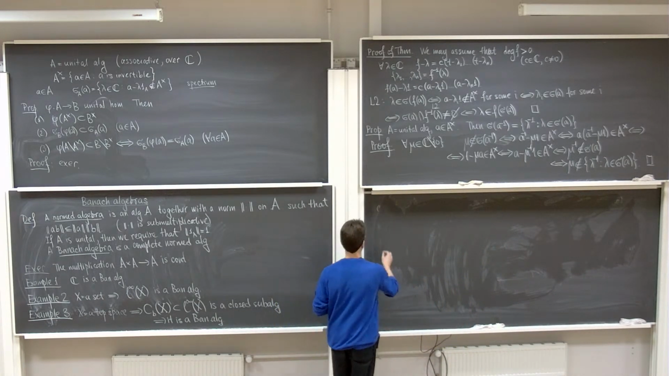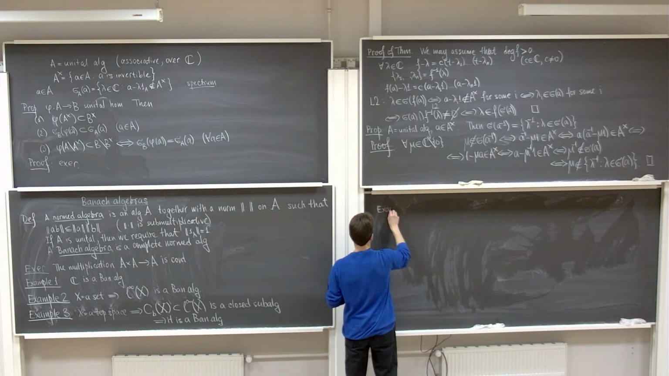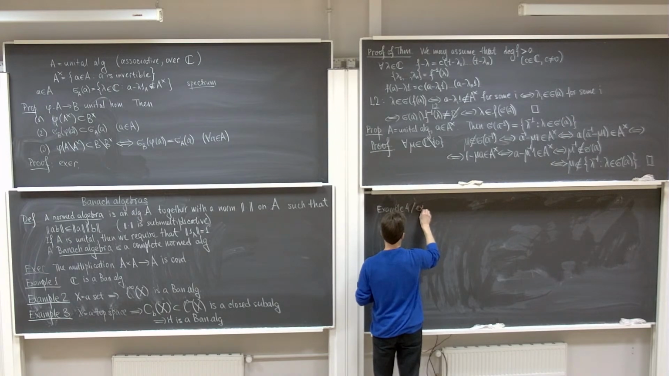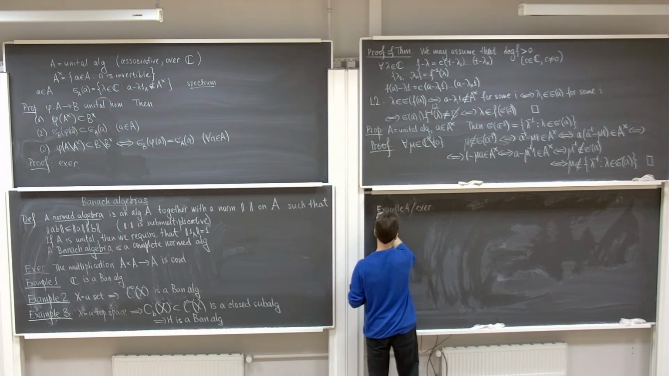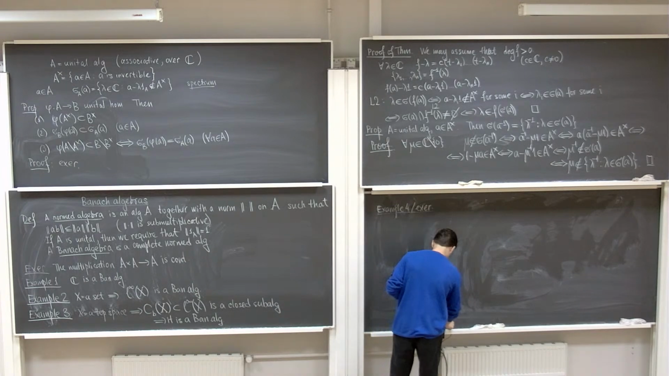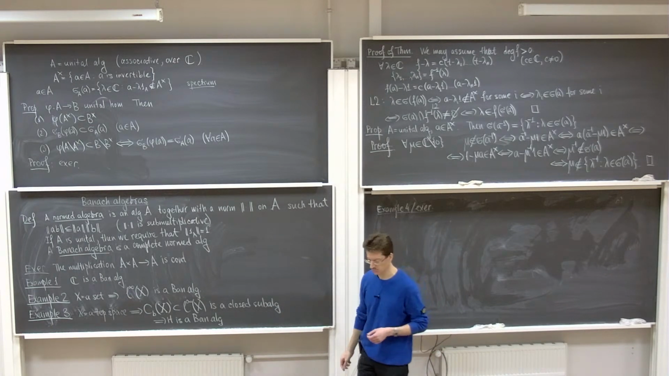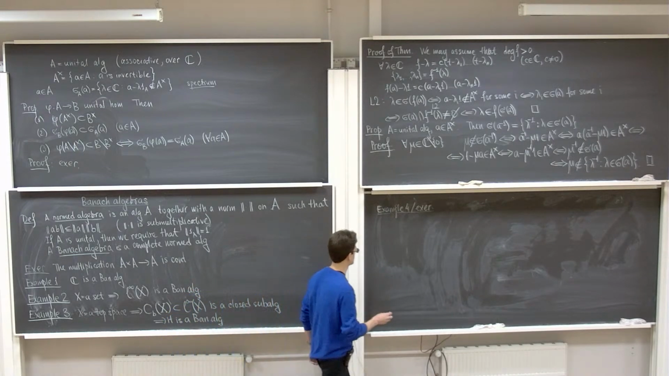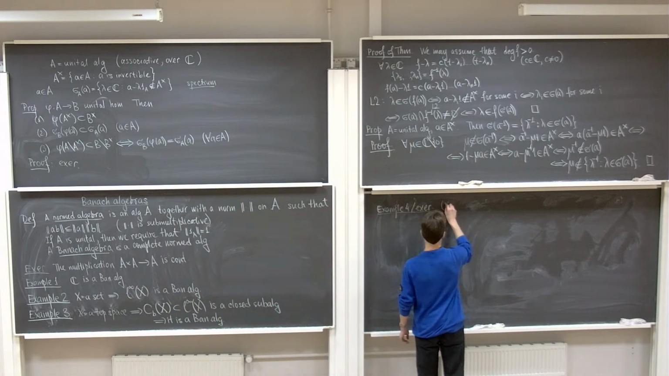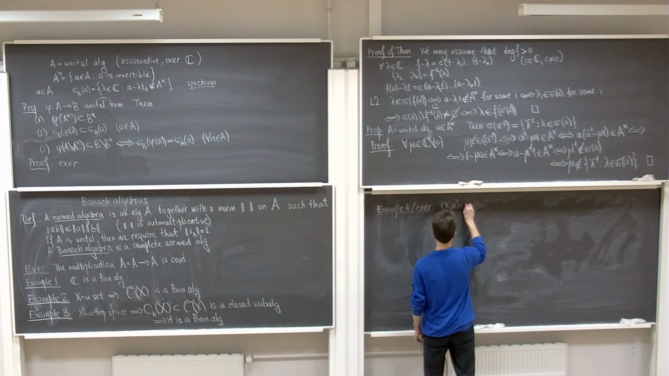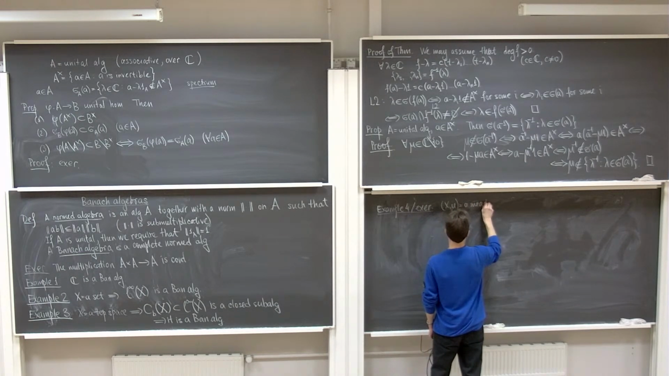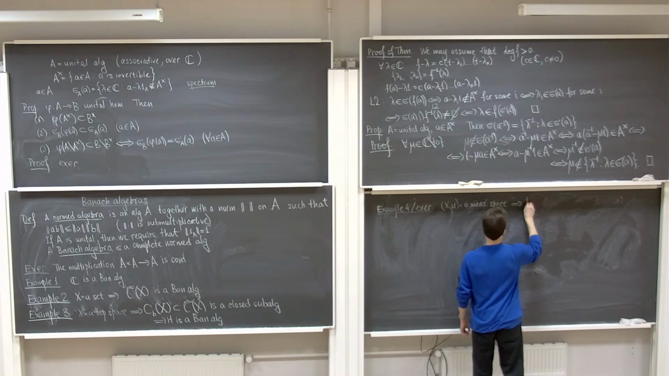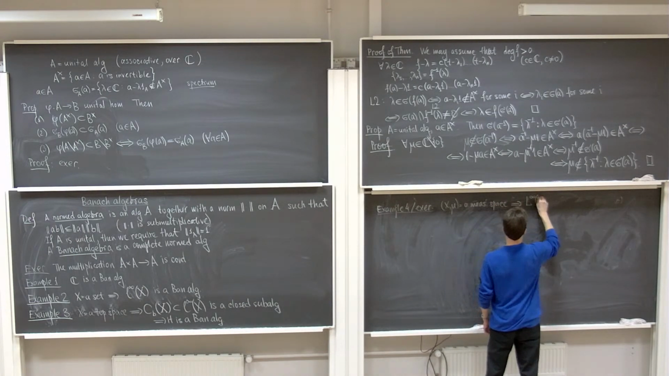Example 4. Well, it's a little exercise, but the exercise is quite easy. If we take the algebra L infinity of essentially bounded measurable functions on any measure space (X, mu), then L infinity of (X, mu) is a Banach algebra.